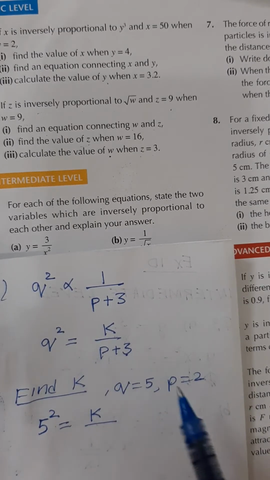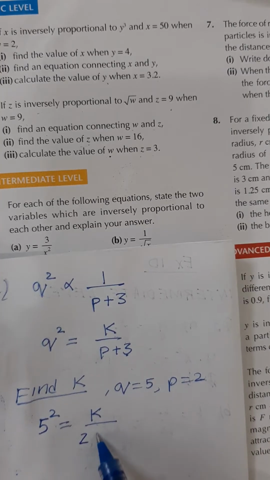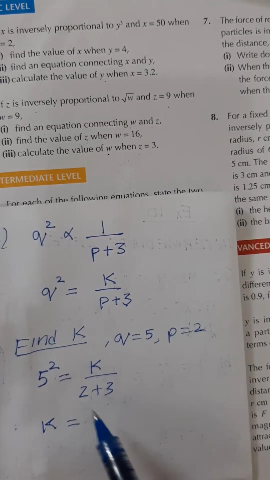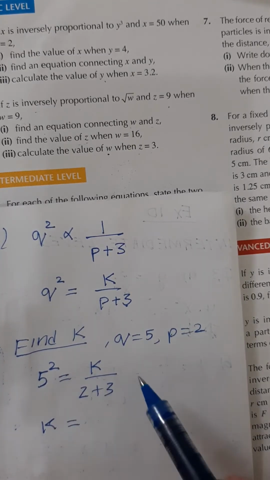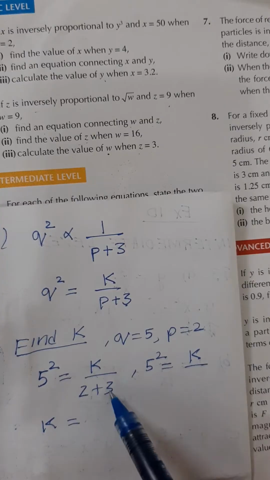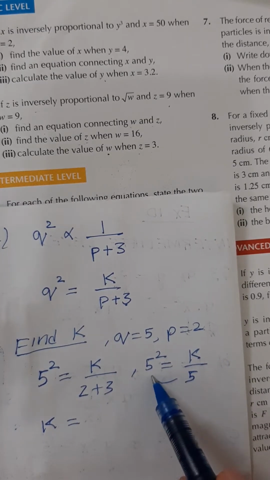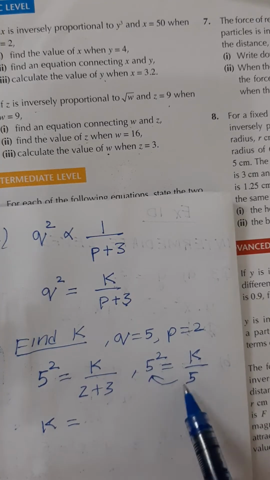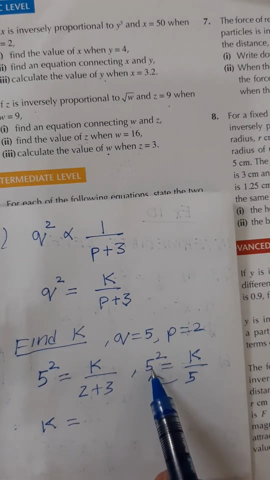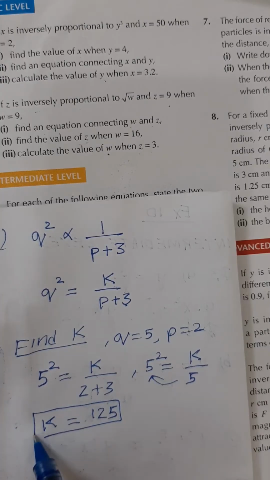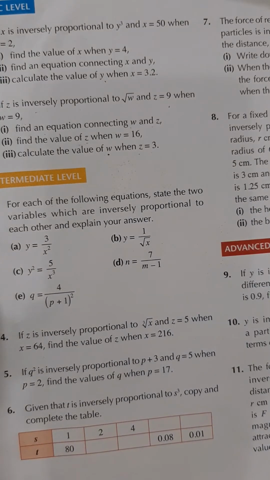So in place of p, use 2 plus 3. So from here, k will be equal to, this is 5 squared. I can write one more step. 5 squared is equal to k over 2 plus 3, 5. And this 5 will be multiplied with this 5 squared. So 5 squared is 25, 25 into 5 is 125. So k is 125. Now you have to find the value of q when p is 17.